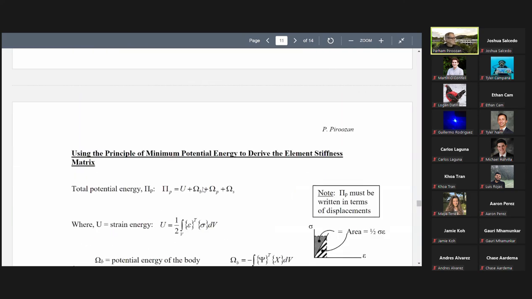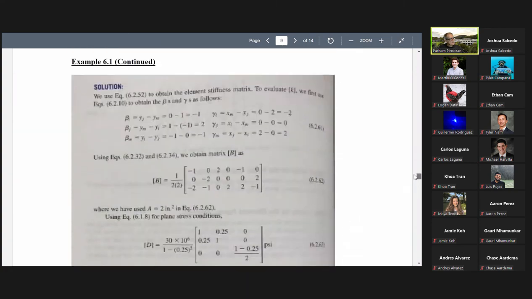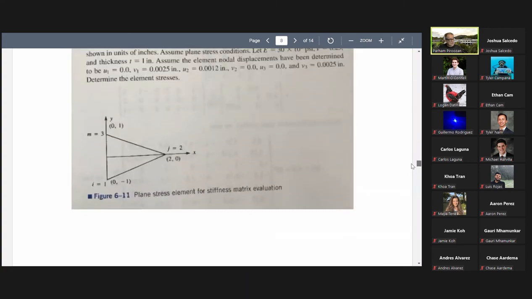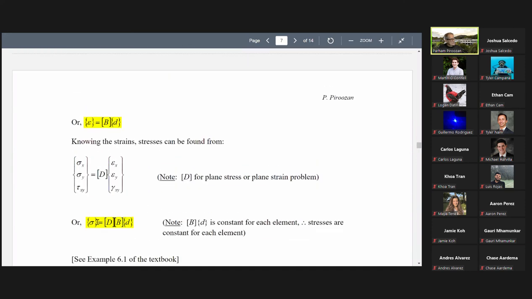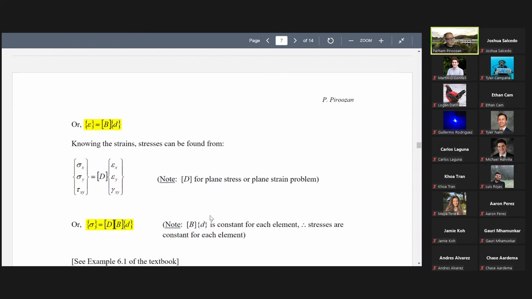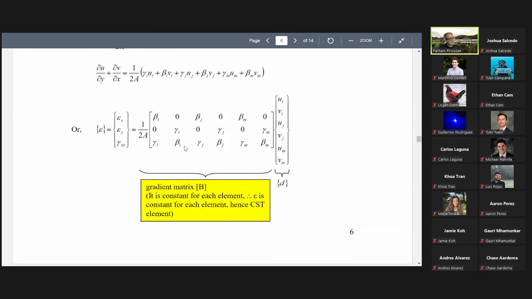All right, so today we discussed plane stress, plane strain problems, and also we defined this very important item, constant strain triangular elements. We found that stress becomes constant over the element. Strain also is constant over the element. All is because of the behavior of this B matrix, in which these betas and gammas are all constants.